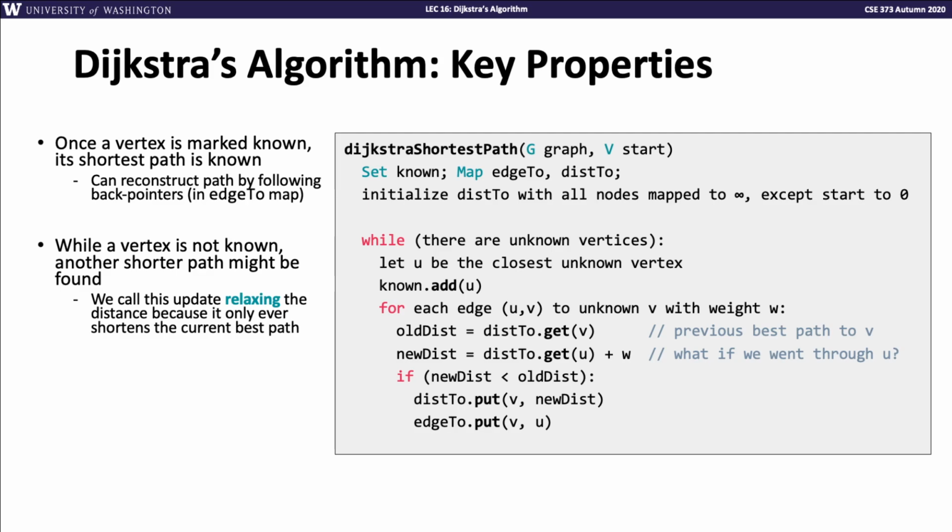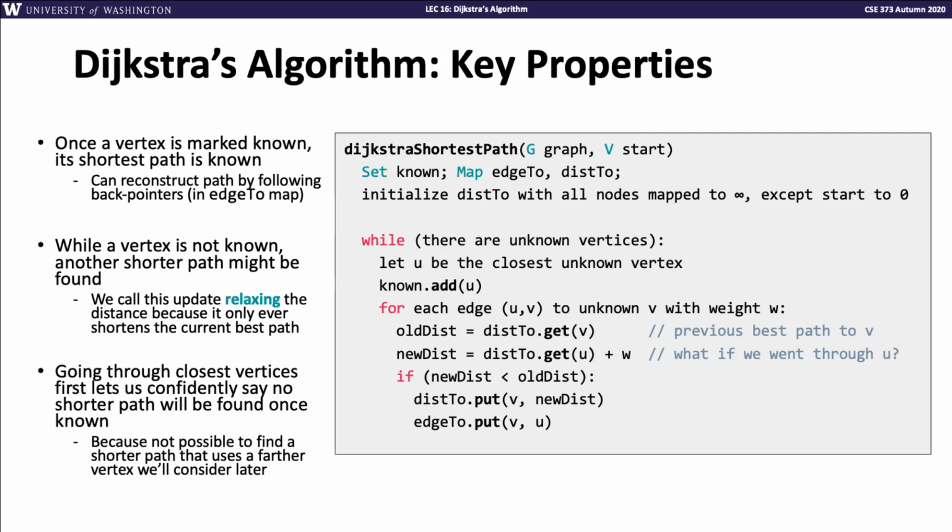Our third and last property that's really important is that the way we process the nodes in that perimeter is always finding the vertices that are closer. So we're going through the closest vertices first. That lets us confidently say that we will not find a shorter path later, because it's not possible to find a shorter path that uses a farther vertex that we haven't considered yet. That's very confusing. That'll make a little bit more sense later.